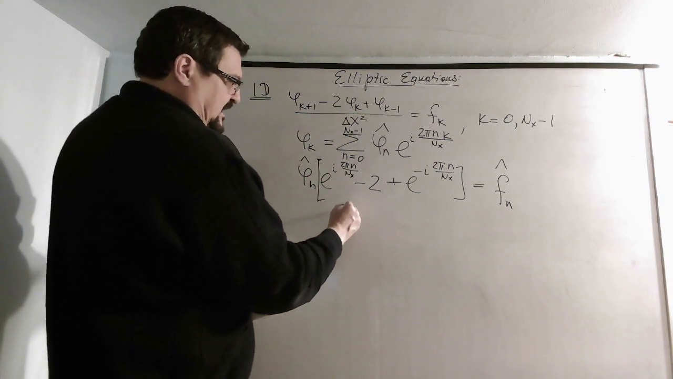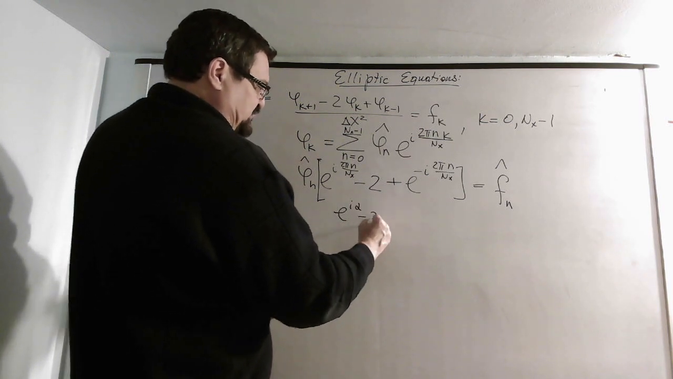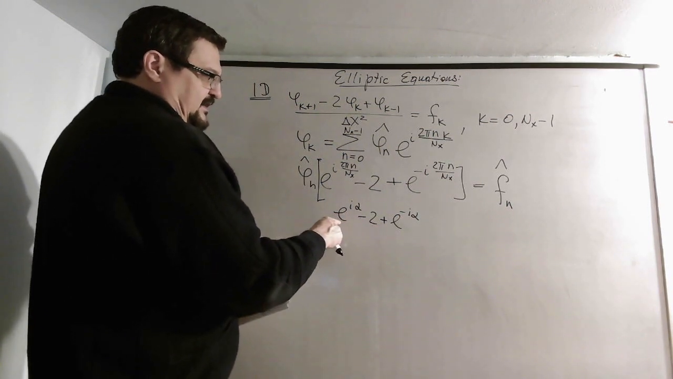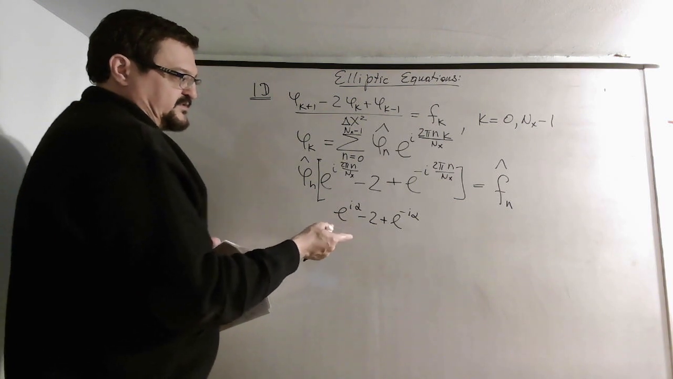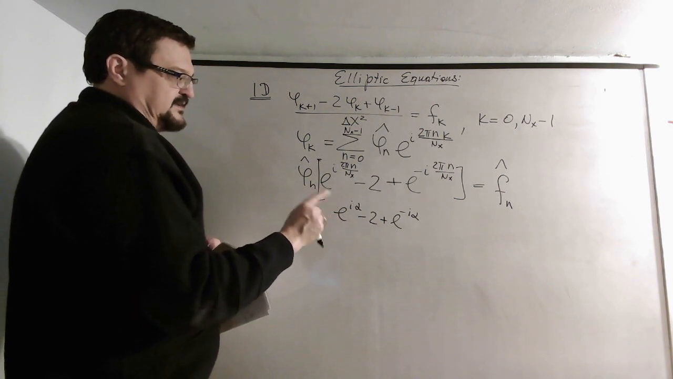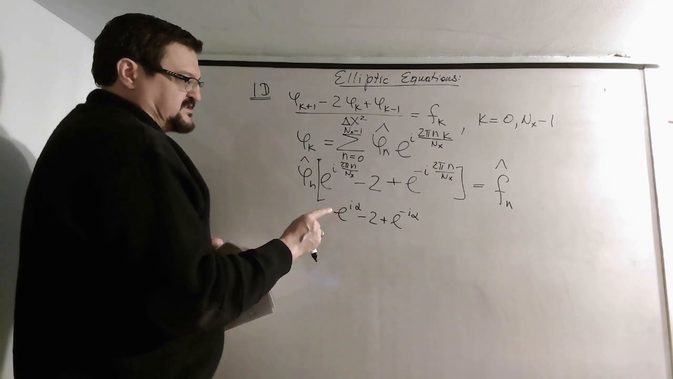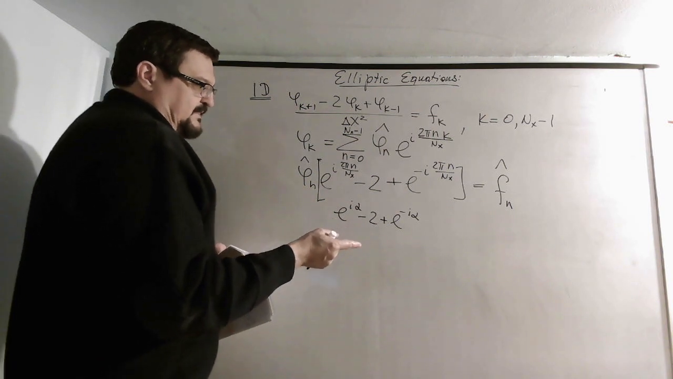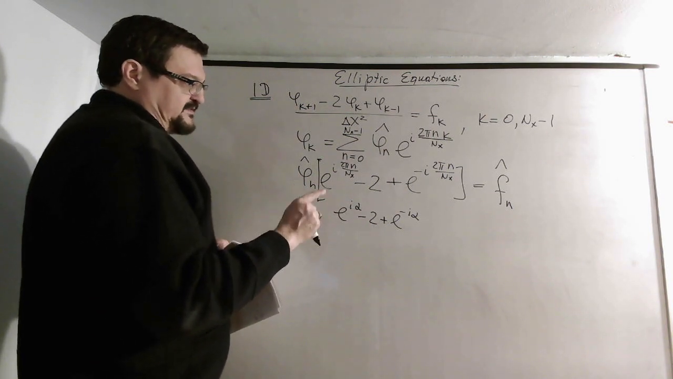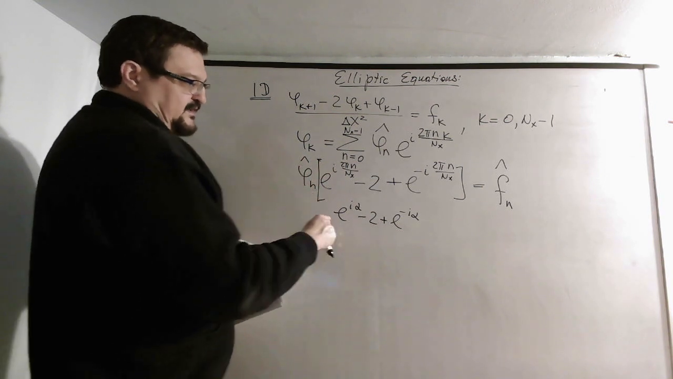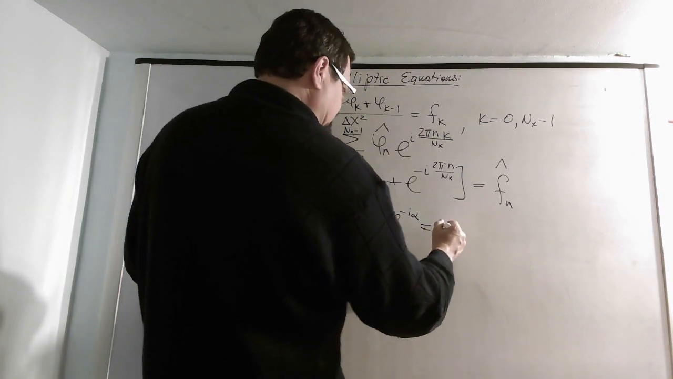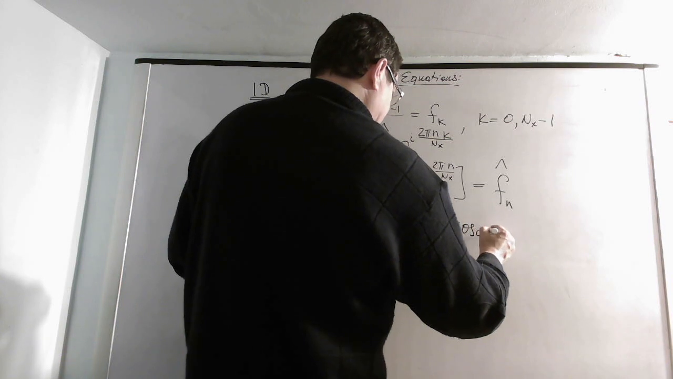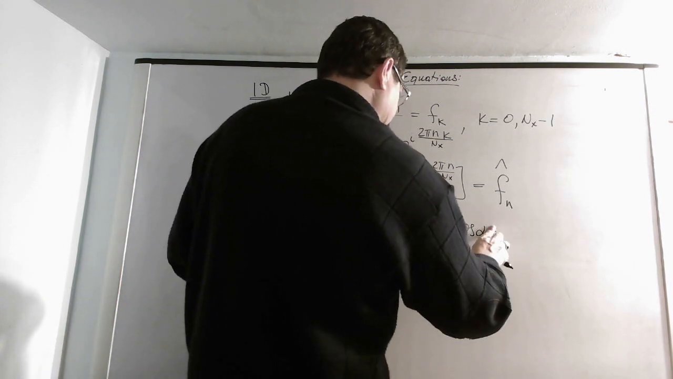It's e^(i alpha) minus 2 plus e^(minus i alpha), remember? Something like that. So e to the power of i alpha equals cosine alpha plus i sine alpha, and cosine is an even function, so cosine of minus alpha equals cosine alpha, and sine is an odd function, so sine of minus alpha equals minus sine alpha. So if you do that, you will get that it equals 2 cosine alpha minus 2.